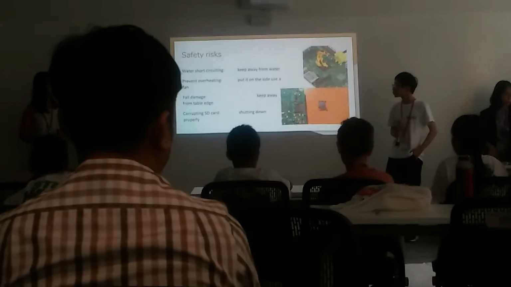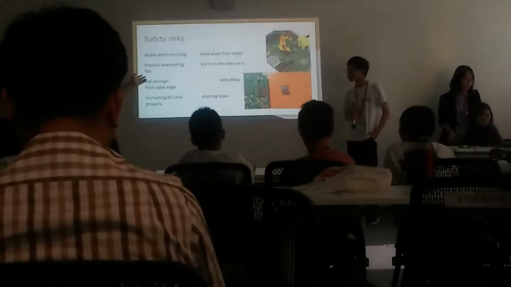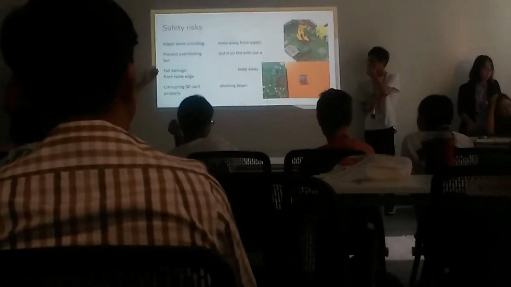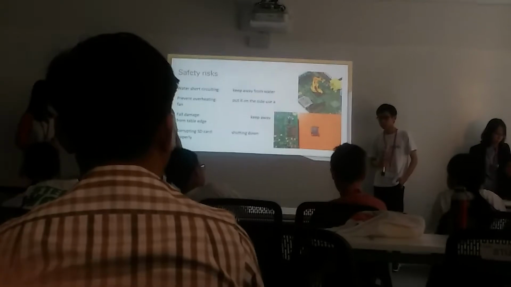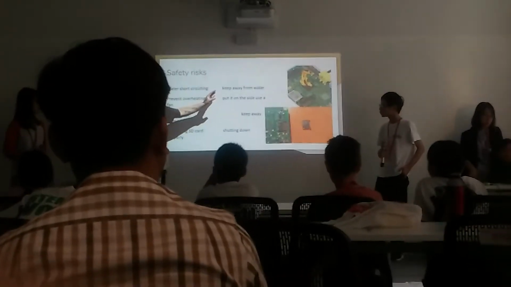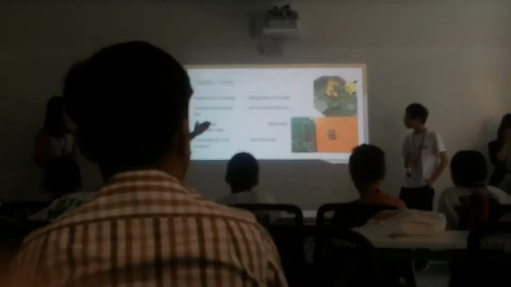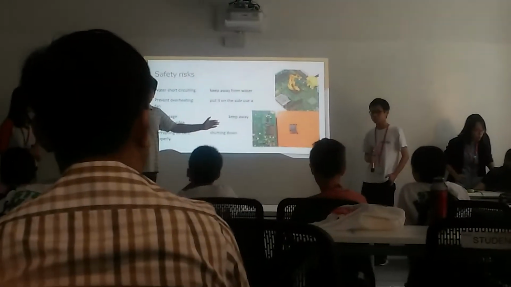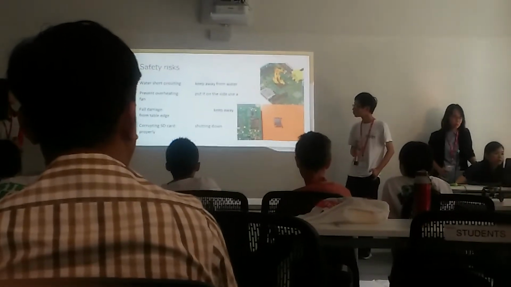So there are many safety risks with the Raspberry Pi. It could short circuit, it could overheat and burst into flames, it could drop and be broken, or we could accidentally corrupt the SD card. So what we had to make sure is that water could not get to it. It was put on its side, and we also had a fan going through it. It was kept away from the table's edge, and we shut it down properly instead of switching off the power.